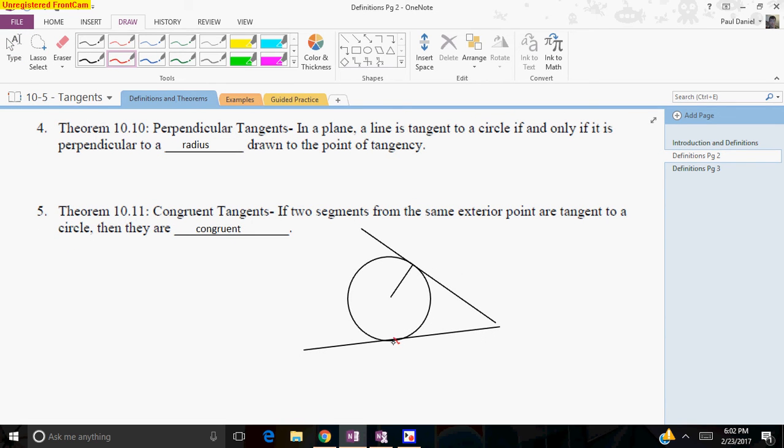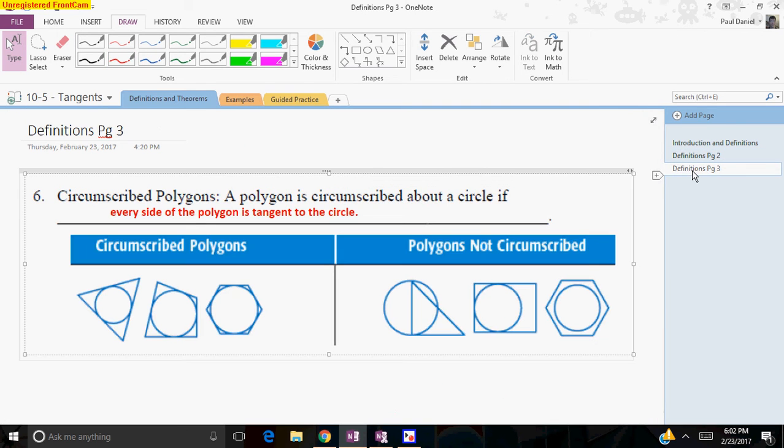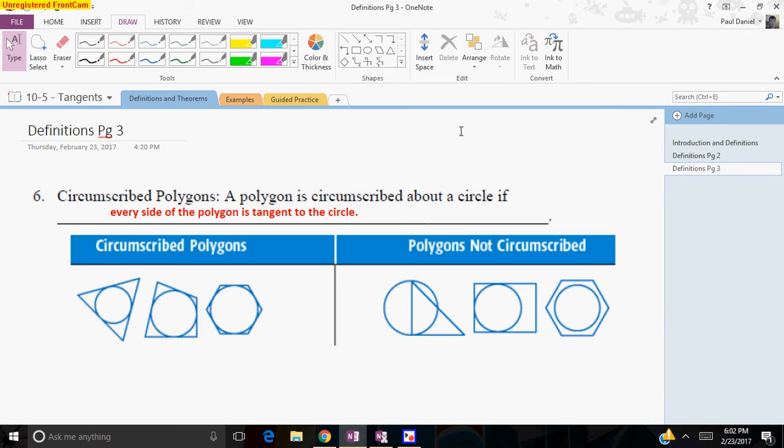from that point of tangency here, and that point of tangency here, out to this point where they intersect, these two lines would be congruent. Okay? That's a really big one for this one. We're going to use that one a lot in here, and it's going to kind of carry on into another section as well. All right.